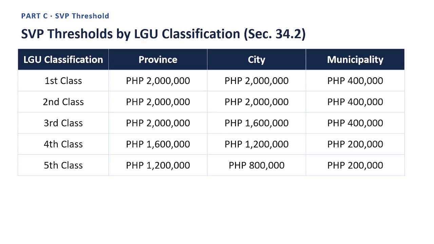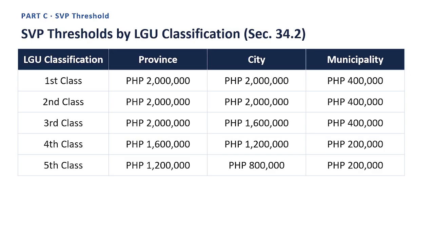Next slide. SVP thresholds by LGU classification, Section 34.2. This table reads as follows. LGU classification, First Class. Province, Philippine pesos 2 million. City, Philippine pesos 2 million. Municipality, Philippine pesos 400,000. Next row. LGU classification, second class. Province, Philippine pesos 2 million. City, Philippine pesos 2 million. Municipality, Philippine pesos 400,000.